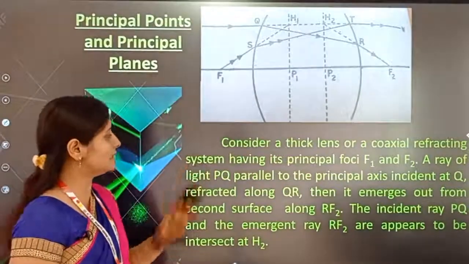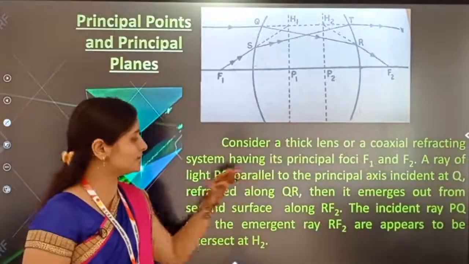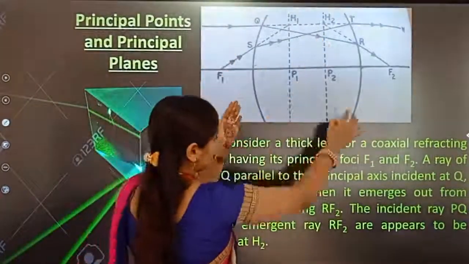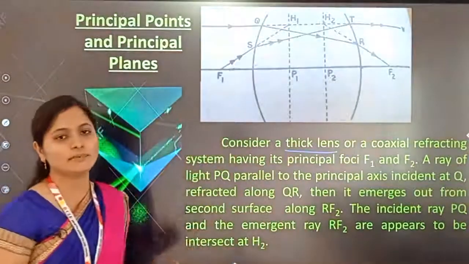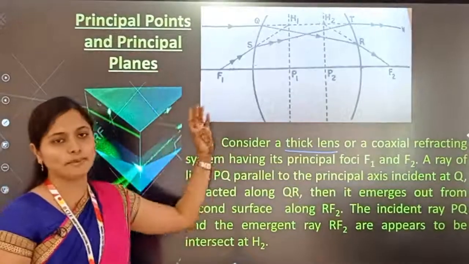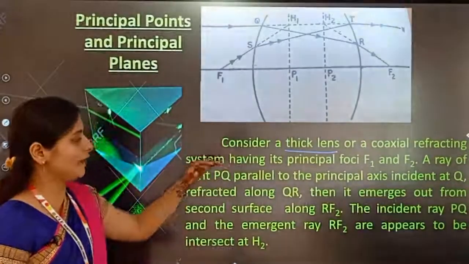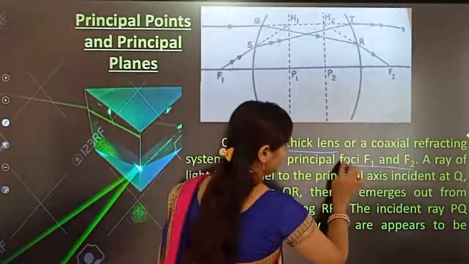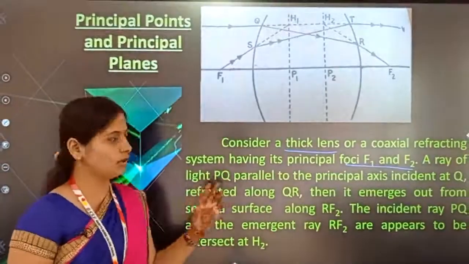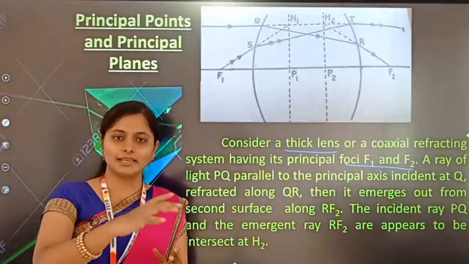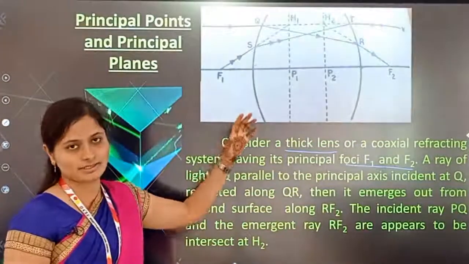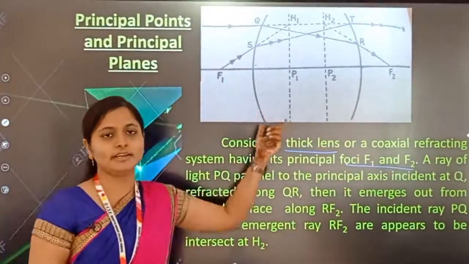First of all, consider a thick lens or a coaxial refracting system. Here, this is either a thick lens or coaxial, meaning same-axis, refracting surfaces in an optical system, having its principal foci F1 and F2. Already in the previous video we know what F1 and F2 are. So here we are considering a thick lens or coaxial refracting surfaces in an optical system, and we already have F1 and F2, the principal foci.